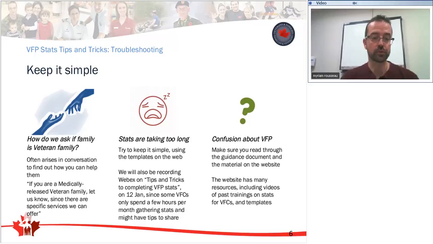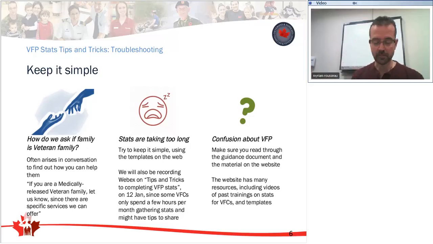Another way of approaching that conversation is just to say, if you're a medically released veteran family, let us know, since we have specific services we can offer. And that way the person, even though they might not want to mention that in front of other people, especially their peers, might come up to you afterwards and say, so you were mentioning services, what kind of services are you talking about?